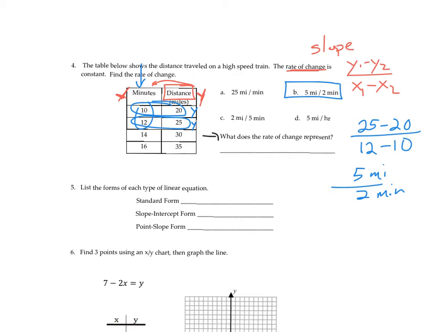This part, what does rate of change represent? Well, let's think about it. I'm talking about a train, 5 miles every 2 minutes. That means it's traveling 5 miles for every 2 minutes that goes by. So 5 miles every 2 minutes is the speed.